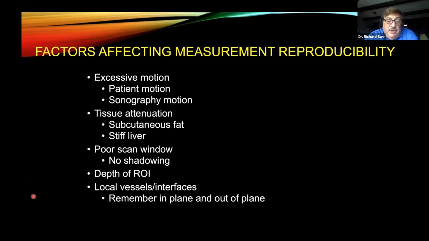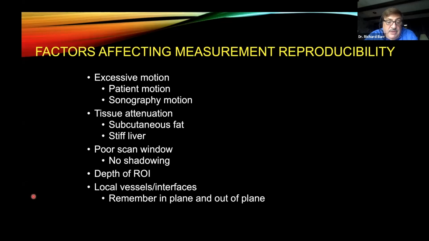Poor scanning window: again, we want no shadowing. That B mode image of the liver should have a uniform, attenuated signal or brightness throughout. There should be no areas that are a little bit darker, because that's telling you there is some partial shadowing. The depth of the ROI is very critical, and we'll talk about that a little bit more at length shortly.